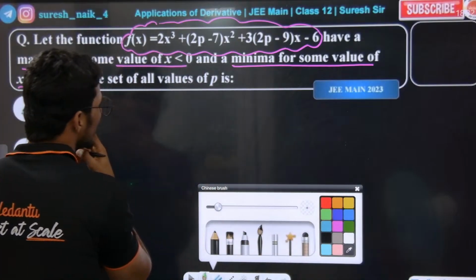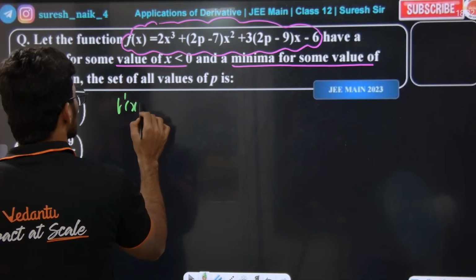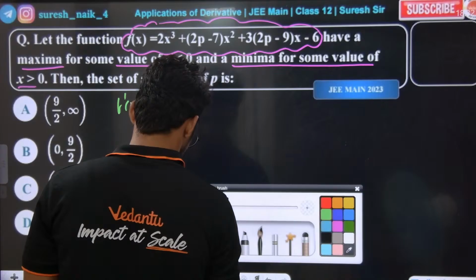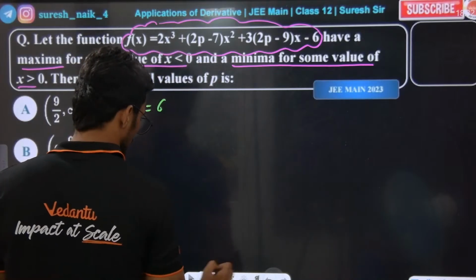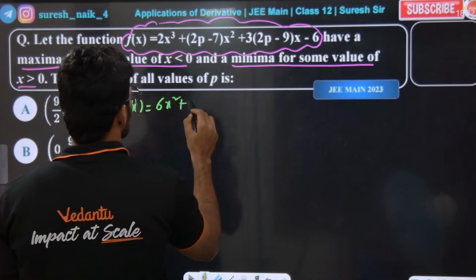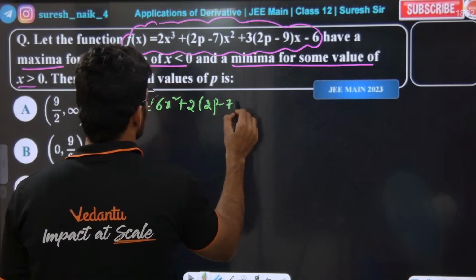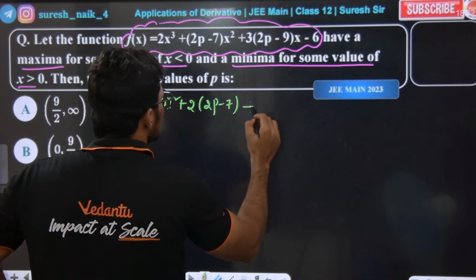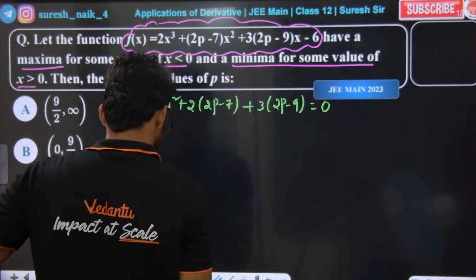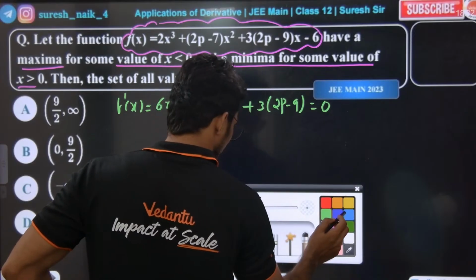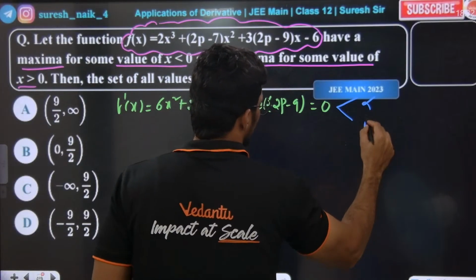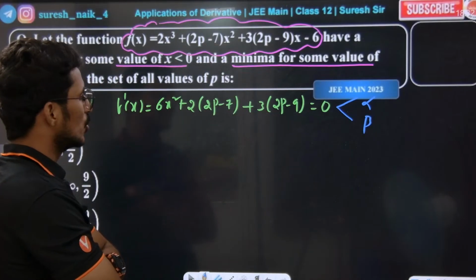Interesting. First, let me do f dash of x. f dash of x is what, basically? 6x square plus 2 times of 2p minus 7 x plus 3 times of 2p minus 9 is equal to 0. Are you getting the point? This will be giving us two roots. This is a quadratic, definitely this will have alpha and beta as the two roots. Do you agree with my point?